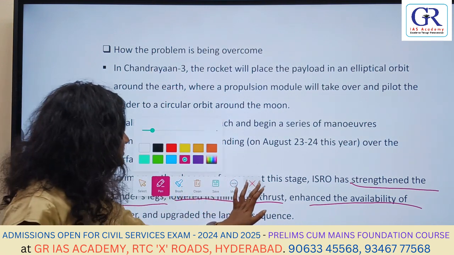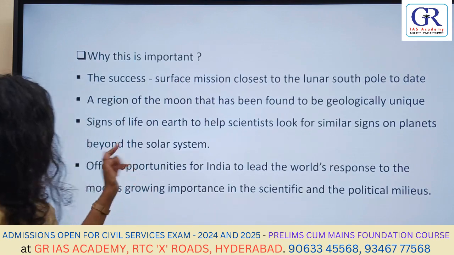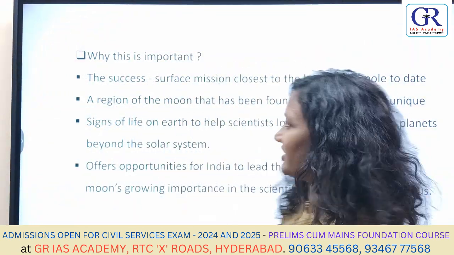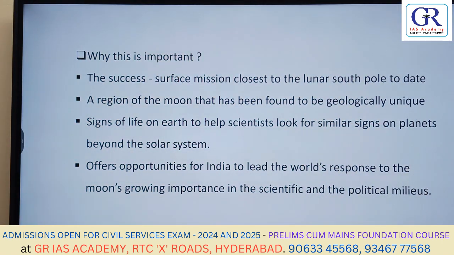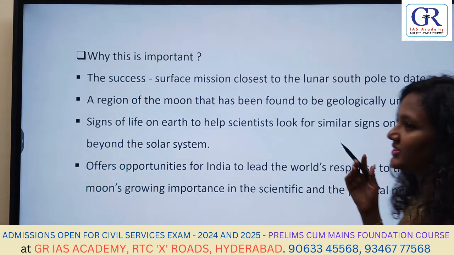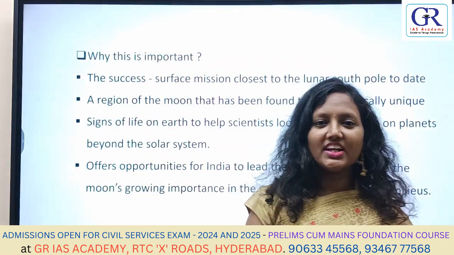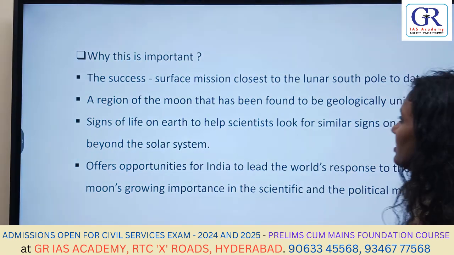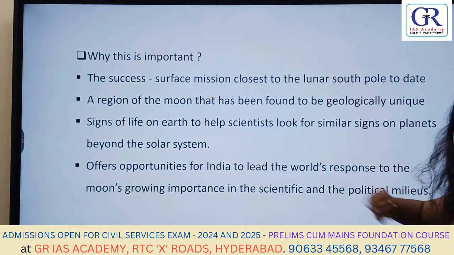Okay, here, why is this important? Because the success of the surface mission, which is actually closest to the lunar south pole today, is this particular one. The success of this Chandrayaan 3 will make this surface mission close to the lunar south pole.